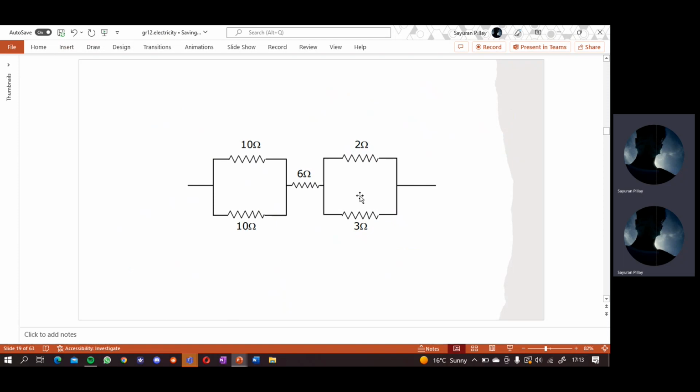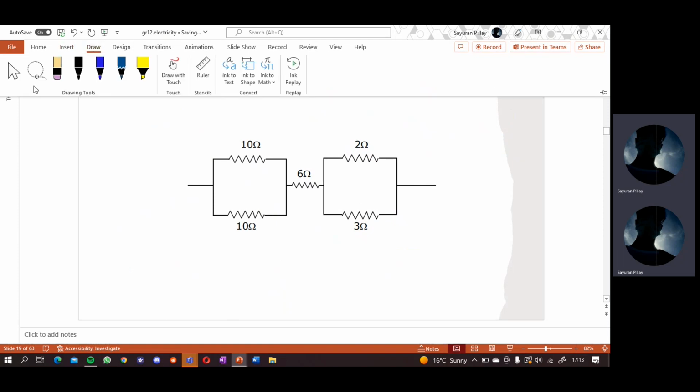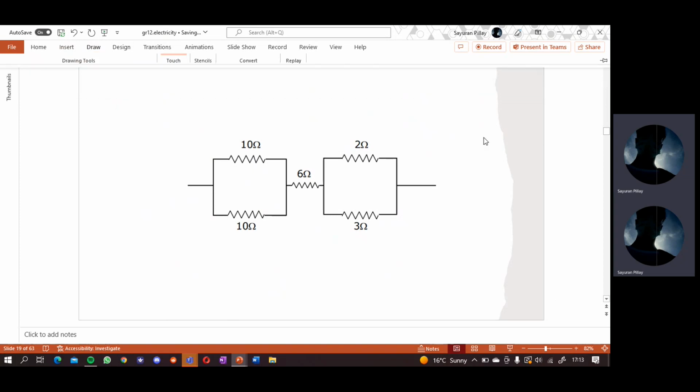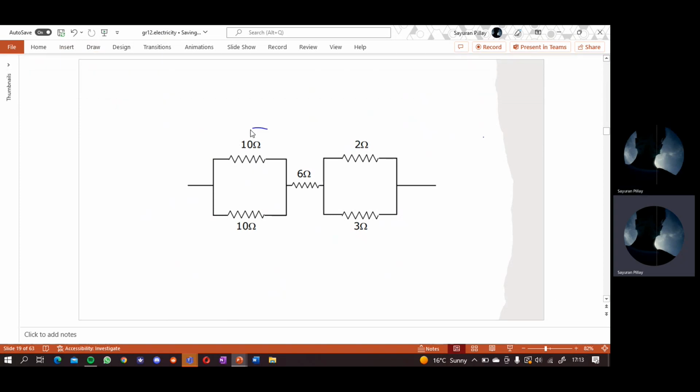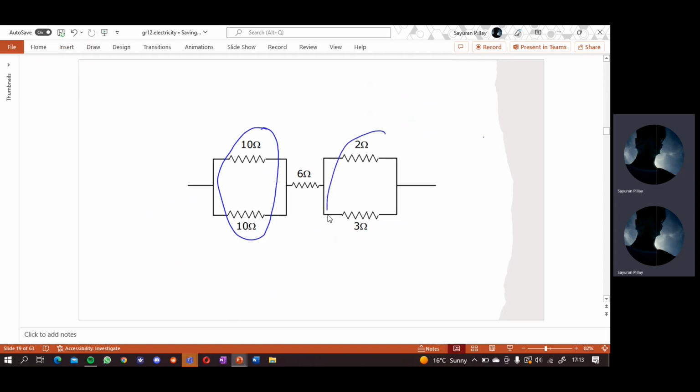Okay, so let's look at the next example now. So we have now two parallel branches, and the method that we use is you ring your parallel branches. Put them in little rings. Then you find the totals, and then you just add them to whatever's in series. So got a ring there, got a ring there. So again, it's going to be 10 inverse plus 10 inverse equals something. Invert that, and you get 5 ohms.